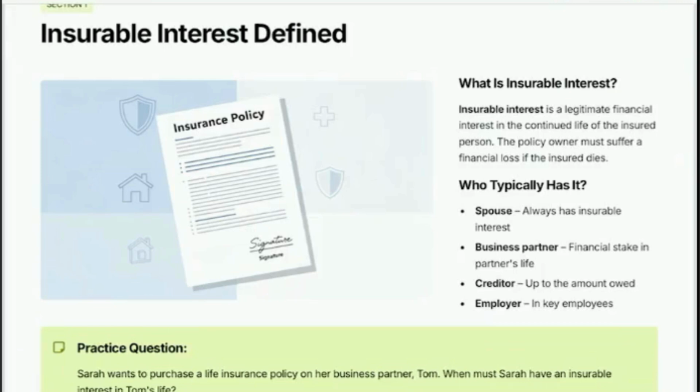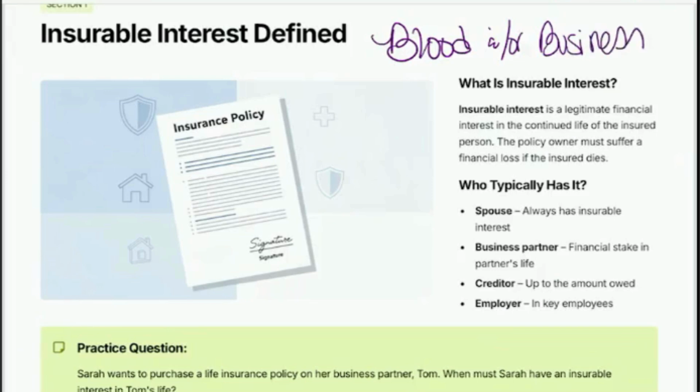But it can't just be anybody's, right? Imagine if people could just go around and buy life insurance policies on strangers. That would be creepy, right? Because they're sitting there waiting for that person to die in order to get their death benefit. So in life insurance, they usually say blood and or business. You need to have either a blood or business connection, interest, right? You have to prove that you would suffer some type of financial loss if the insured were to die, okay?